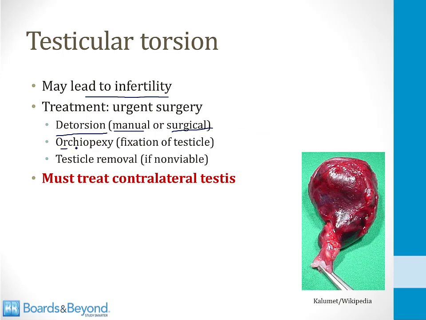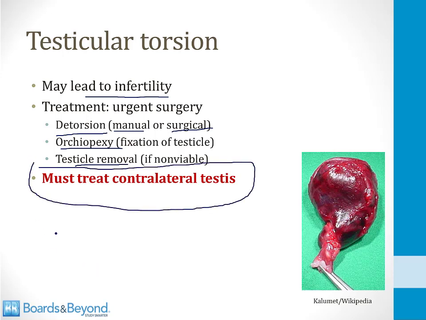This surgery is called an orchiopexy. And then finally, if the testicle is non-viable, it can be removed. And a very high-yield thing for you to know about this condition is that you must treat the contralateral testis. Remember that boys who develop this usually have an anatomic defect, and if it's present in one testicle, it's likely to be present in the other. So you treat the testicle that has the torsion, and you also secure the other testicle to the scrotum via an orchiopexy so that that testicle will not later develop a torsion as well.